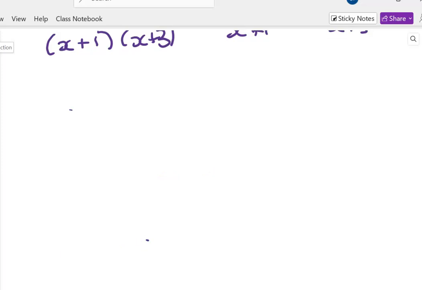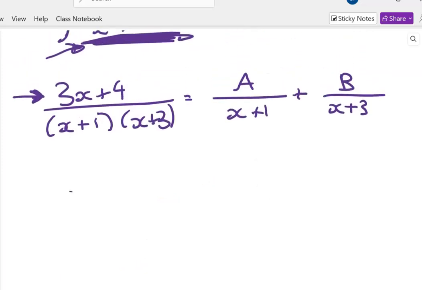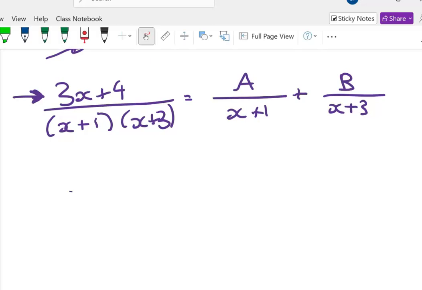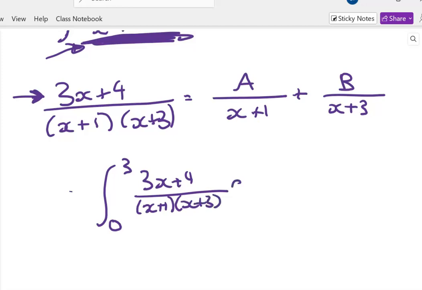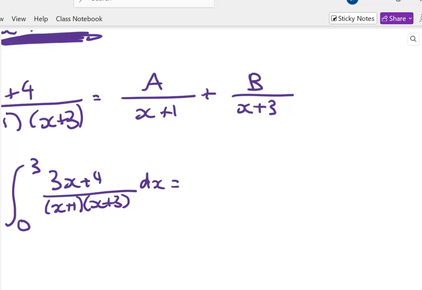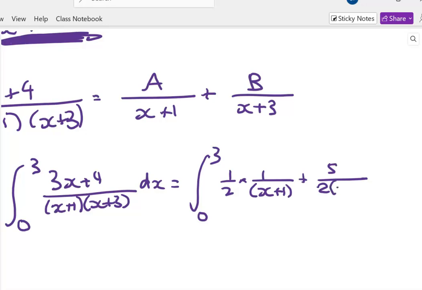Okay, there we go. Right, so now we're ready to integrate, and it's probably, I reckon, one of the easiest ones that's been in this integration qualifying round. So we've got the integral between 3 and 0. Writing the whole thing out nicely, we get the integral between 3 and 0 of a half of 1 over x plus 1 plus 5 over 2 times x plus 3 dx.